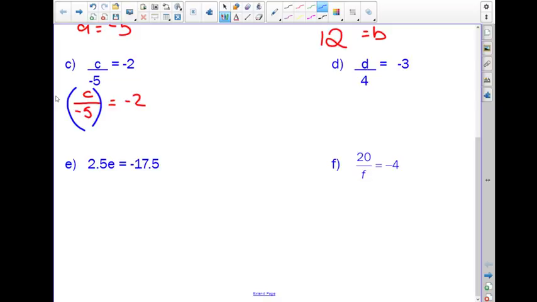We're going to multiply both sides by negative 5. So negative 5 on top and bottom, cross out. And I'm just going to be left with C on the left side. On the right side, I'm going to be figuring out negative 2 times negative 5. Well, I'm multiplying two negatives, so the answer is going to be positive. 2 times 5 is just 10.